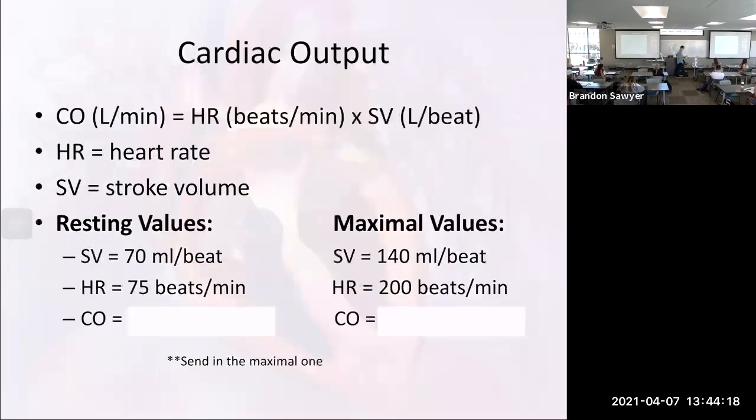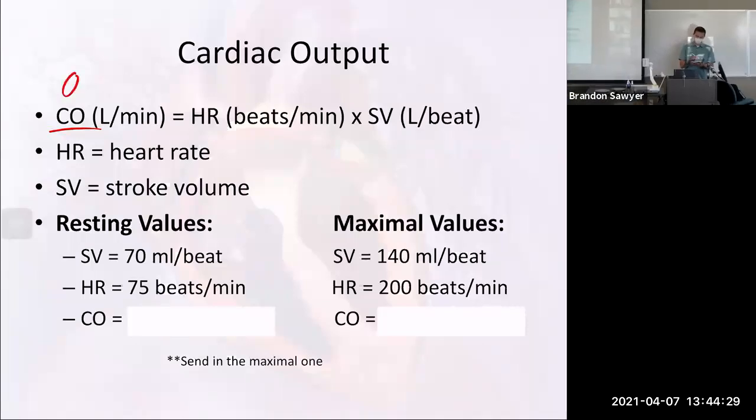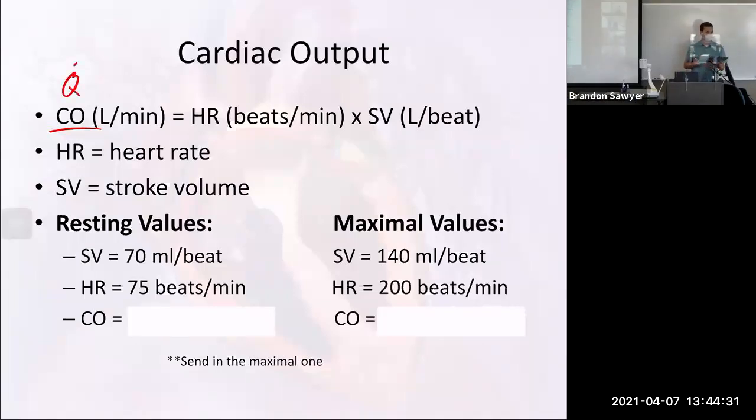Okay, so let's look at cardiac output itself here. Cardiac output is typically going to be abbreviated as CO or sometimes as Q, sometimes you'll see it as Q with a dot over it. It's always going to be in liters per minute. To get that, we do heart rate times stroke volume. Heart rate is always in beats per minute. Stroke volume is always in liters per beat, or typically it's actually going to be in milliliters per beat.